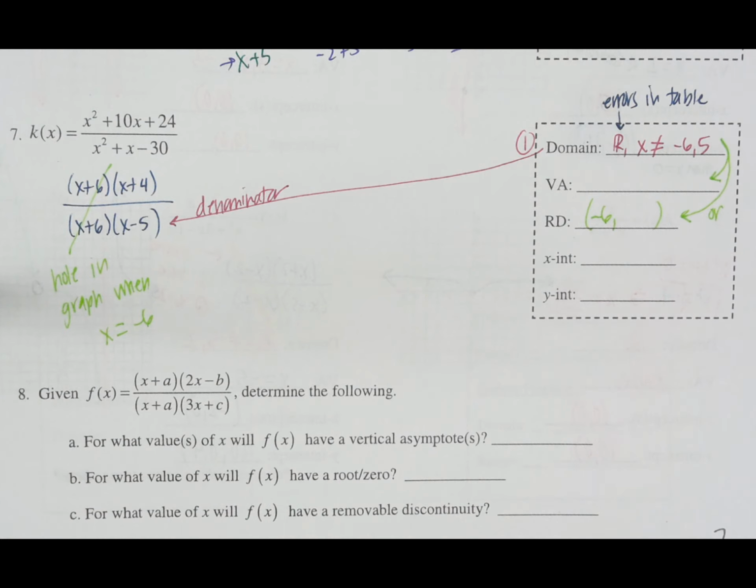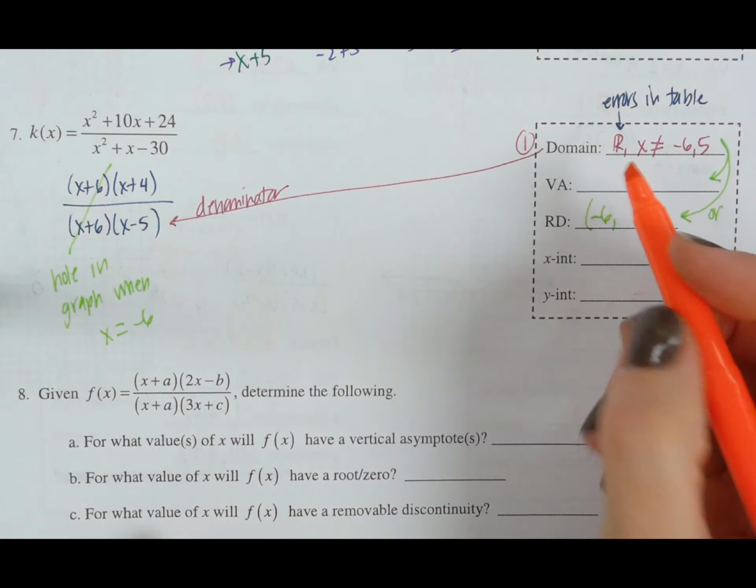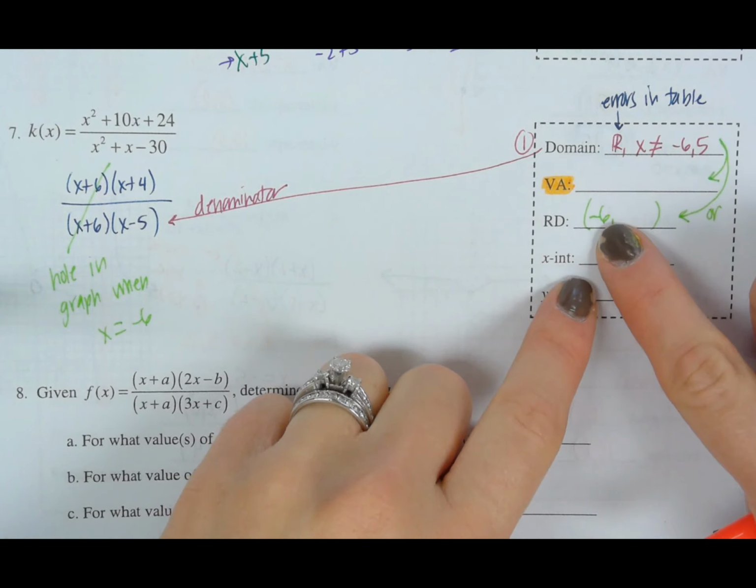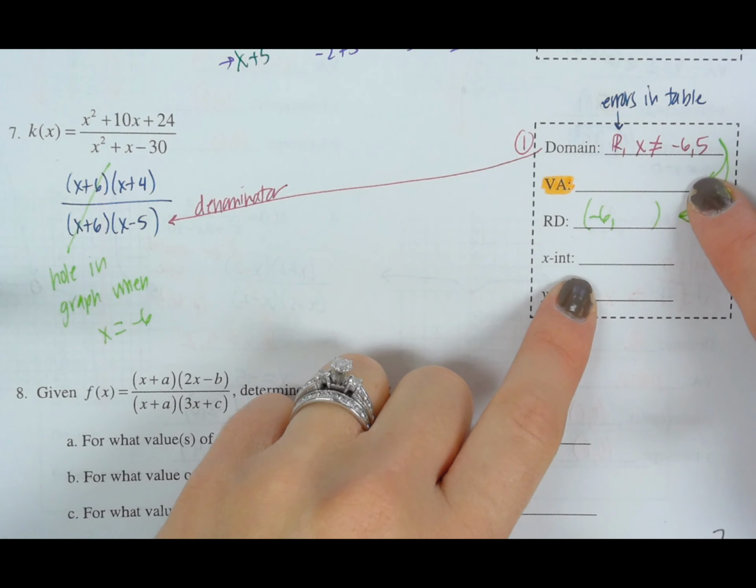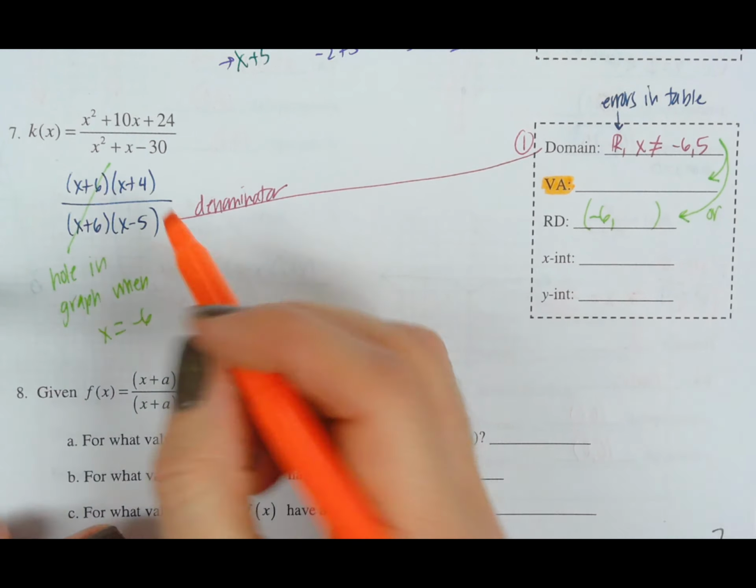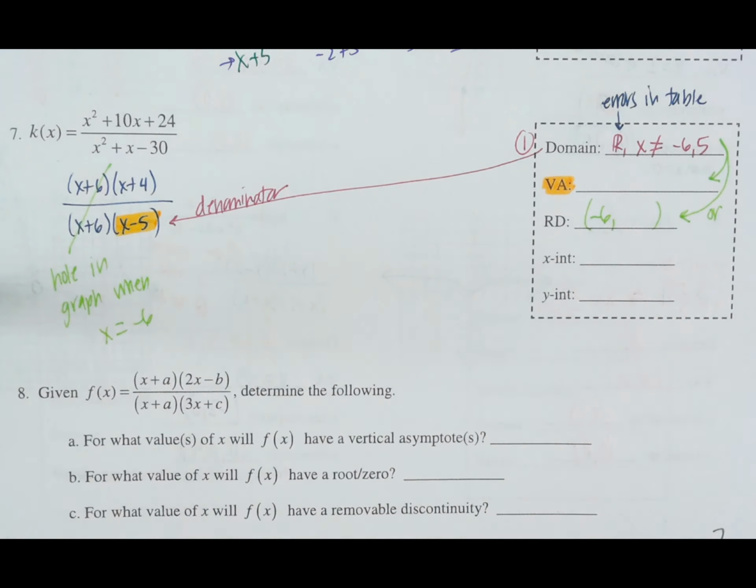The next thing we're going to do is figure out what your vertical asymptotes are. Now here's the thing. Since this negative 6 turned into a hole, there is a strong chance that this 5 is going to be your vertical asymptote. But the way you tell it is whatever's left over on the bottom, if you set that equal to 0, you're going to have a vertical asymptote at 5.